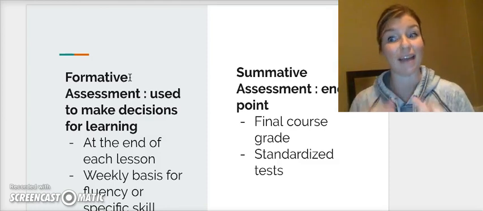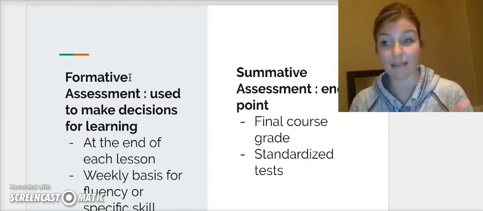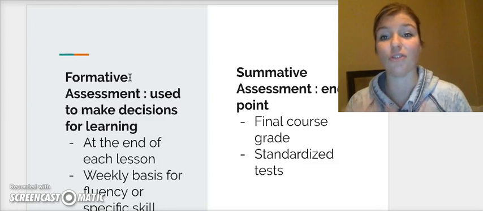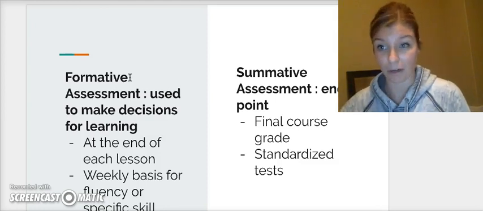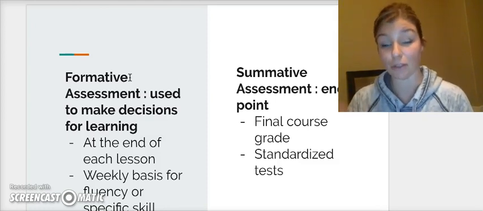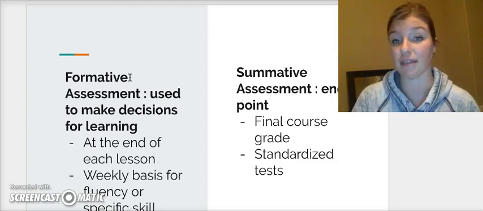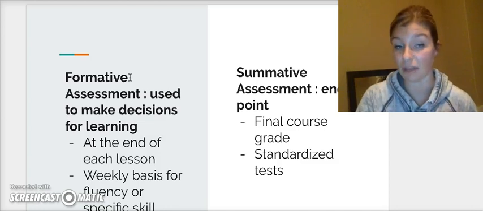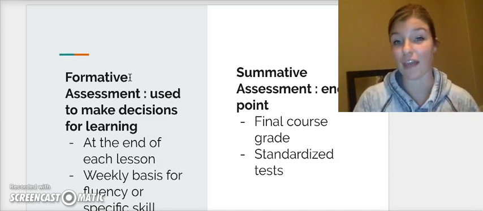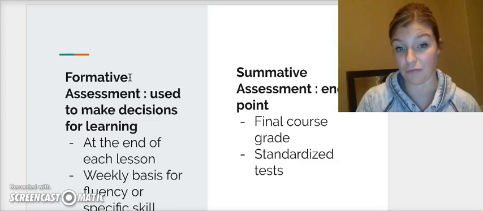So if your students are getting it faster than what you think they were, even within the lesson, you need to have the skills to adjust and jump forward. Or, oh my gosh, my students are struggling. I have to figure out a different way to present this information or teach them a different strategy so that they can do what they're expected to do.